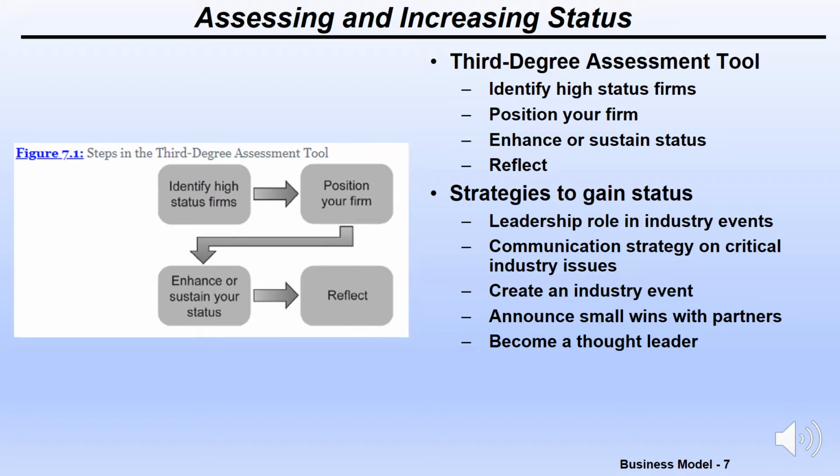And then after you've identified the high status firms, maybe the top 10, you would try and position yourself as a firm. So if you're Google and you're trying to determine where you fit in there with regards to mobile phone applications, you would say, okay, maybe we're 2, maybe we're 1. And then from there, you would say, what do we need to do to enhance or sustain our current status? And then after that, you reflect on the next steps that need to be taken for the company to have that outcome. There are several different strategies to gain status.